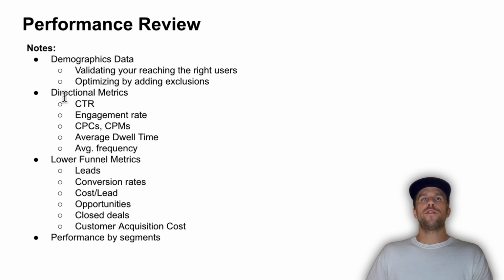And then directional metrics that are good to keep an eye on are your click-through rate, engagement rate, your CPCs, your CPMs, the average dwell time, the average frequency. So those are all good directional metrics to monitor performance. And then lower funnel metrics would be things like leads, your conversion rates, your cost per lead, opportunities, closed deals, your customer acquisition costs. So those are other important metrics too to keep an eye on.